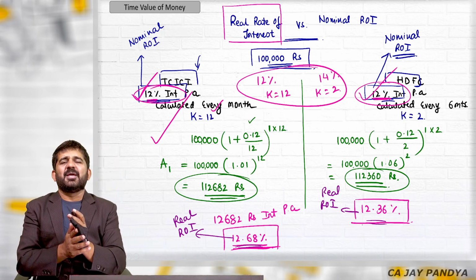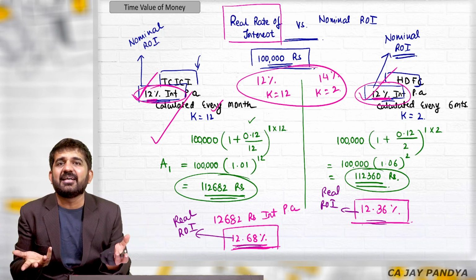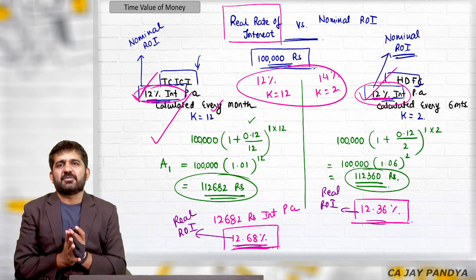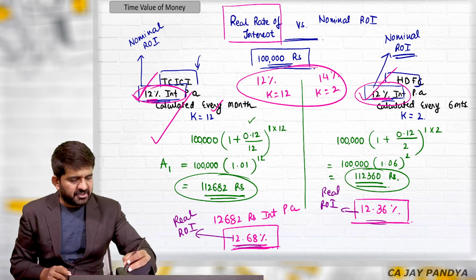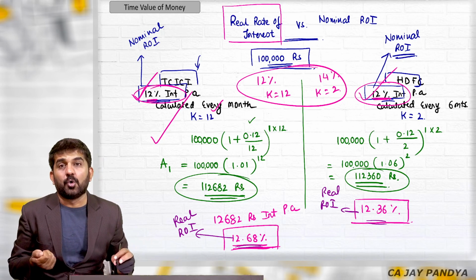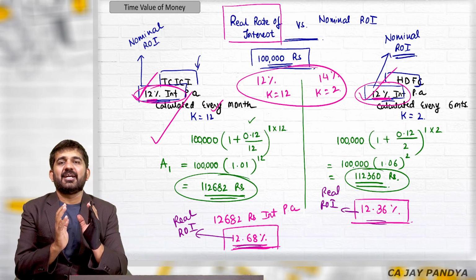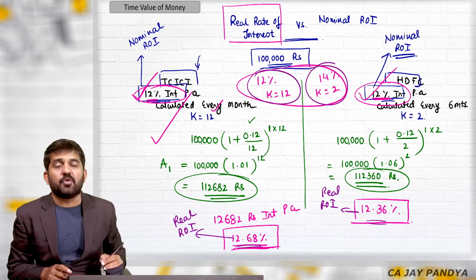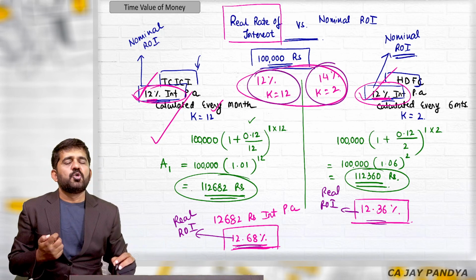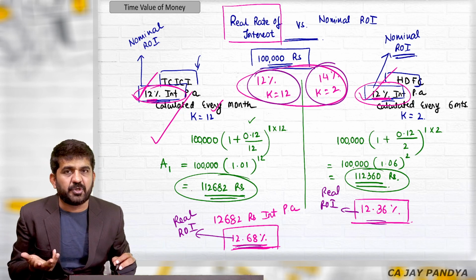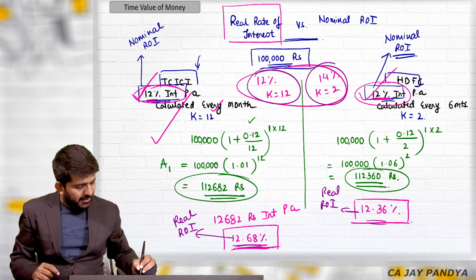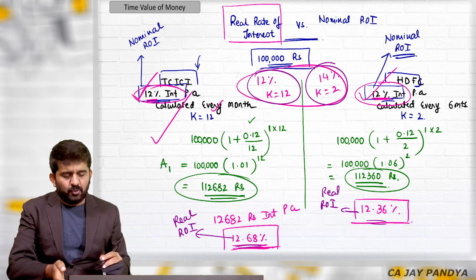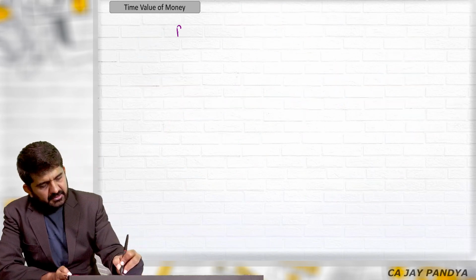The decision making becomes extremely easy. Higher the percentage, that is the place where I'll go. Here the higher percentage is ICICI Bank, so I'll go with that. Real rate of interest helps you in decision making. In this case also, find out the real rate of interest and you will be easily able to take the decision. Let me tell you how to find out the real rate of interest.